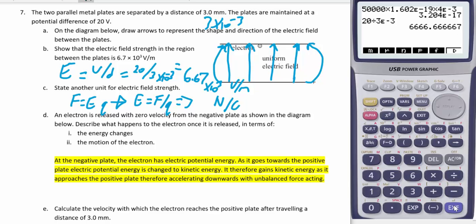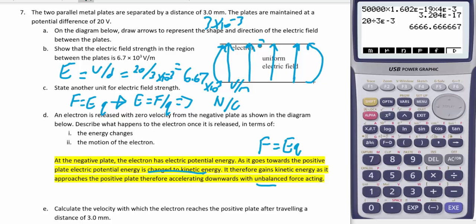An electron is released with zero velocity from the negative plate, so we can see it up here, a little electron. Describe what happens to the electron once it's released in terms of the energy change. So here it is a negative electron, and so it has electric potential energy, and it wants to move towards the positive plate. The electric potential energy is changed or converted into kinetic energy, therefore gains kinetic energy as it approaches the positive plate, therefore accelerating downwards with an unbalanced force, and that unbalanced force is from F equals EQ.